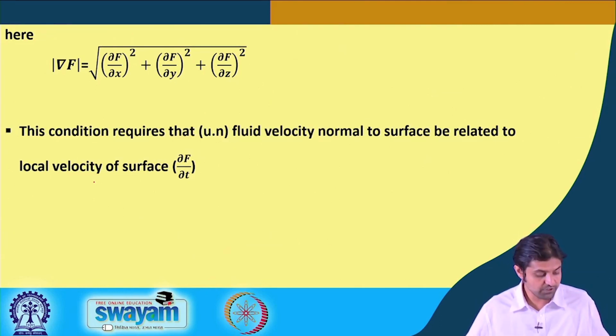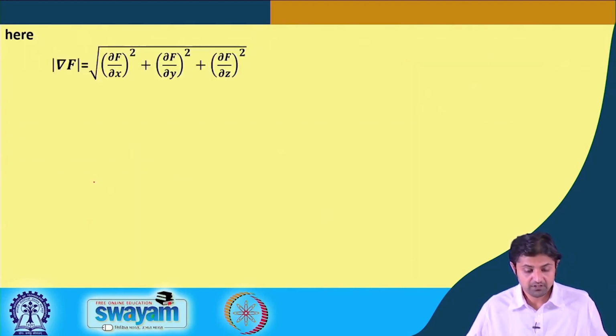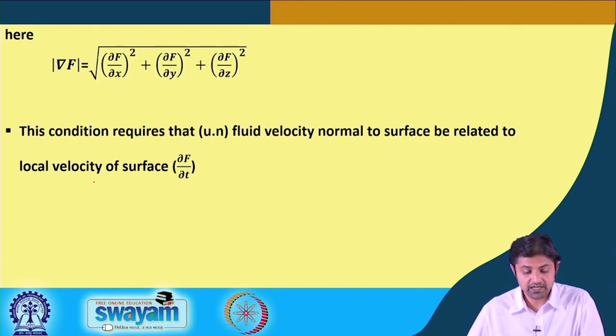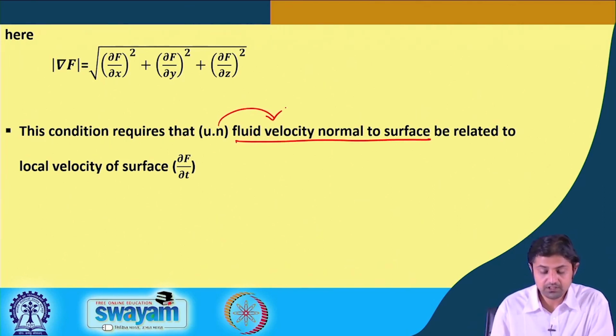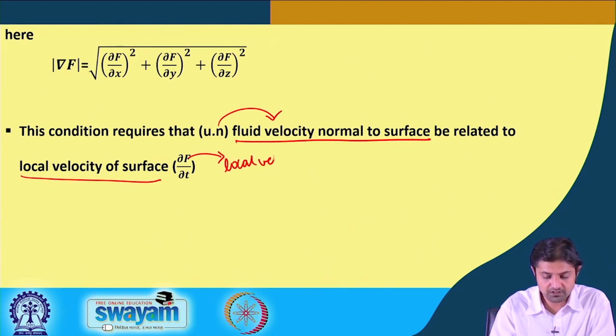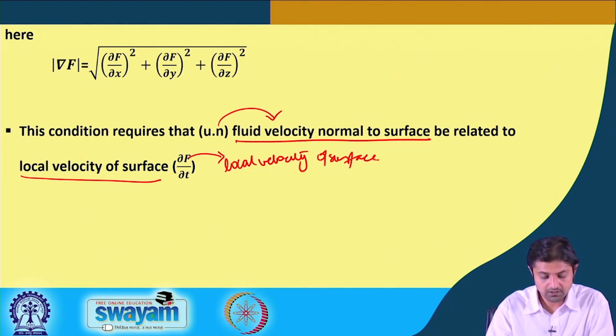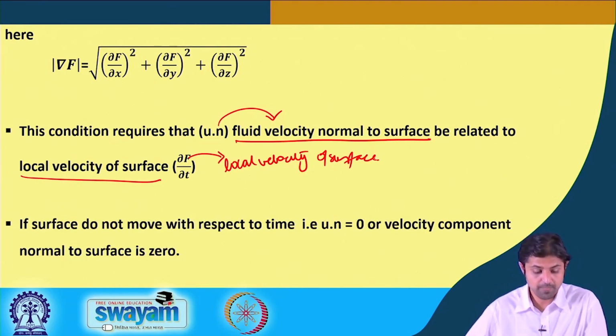Now if you look at the condition here, u dot n equal to minus ∂f/∂t by mod of del f, this condition requires that u dot n, that is the fluid velocity normal to the surface, should be related to the local velocity of the surface. ∂f/∂t is the local velocity of the surface, by the equation that we wrote before.